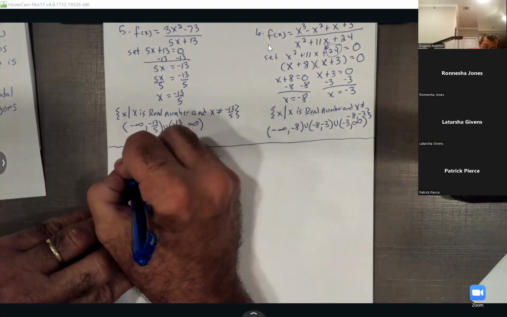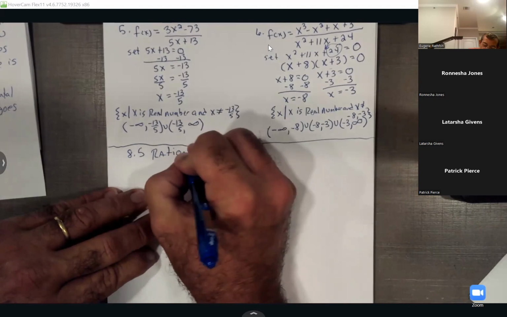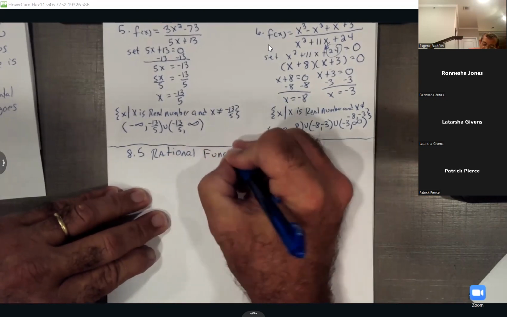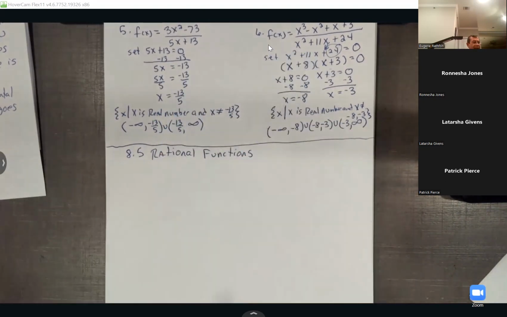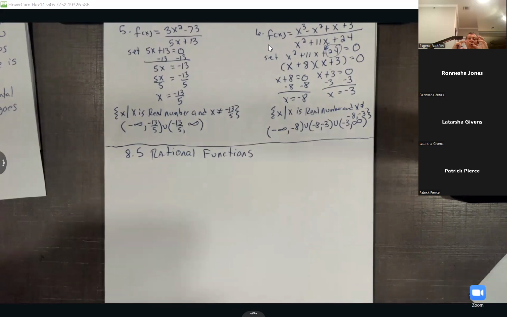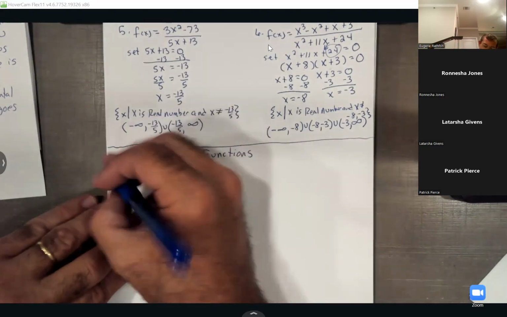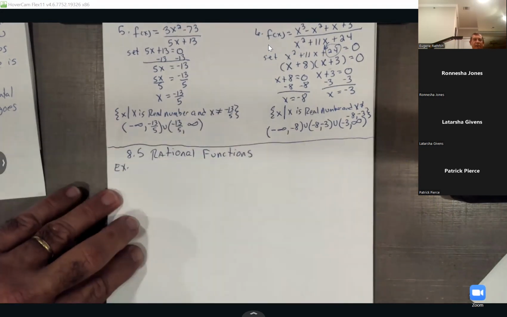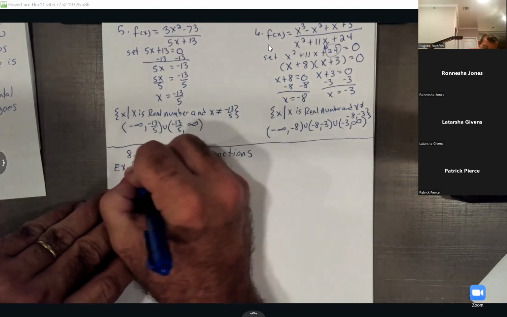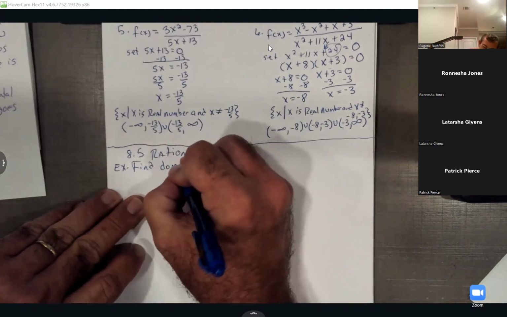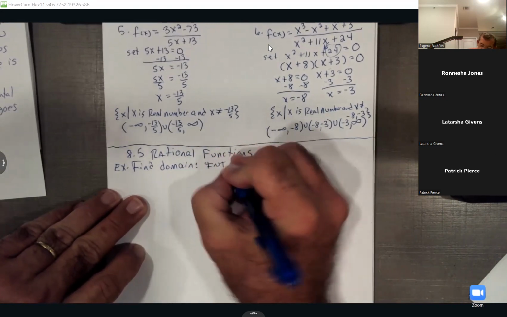So now we're going to look at 8.5, rational functions. So instead of doing expressions and stuff like that, we're going to get into doing more function type stuff with these. So guess what? The first problems in here in 8.5, they want me to find the domain. But now on these domains, all I got to do is write them in interval notation.